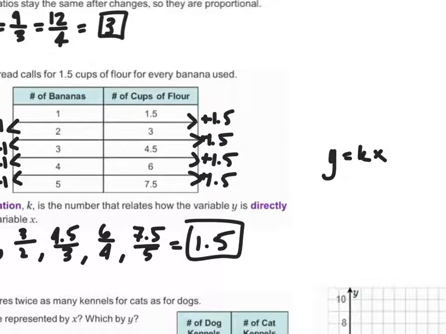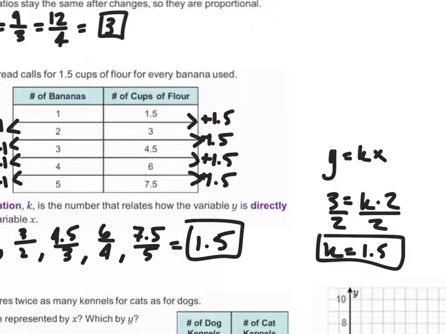We could do a number of things here. You can just calculate your slope using those 2 points, or use this concept of direct variation. When y is 3, x is 2. So 3 equals k times 2. Divide by 2 on both sides, and k is going to equal 1.5.